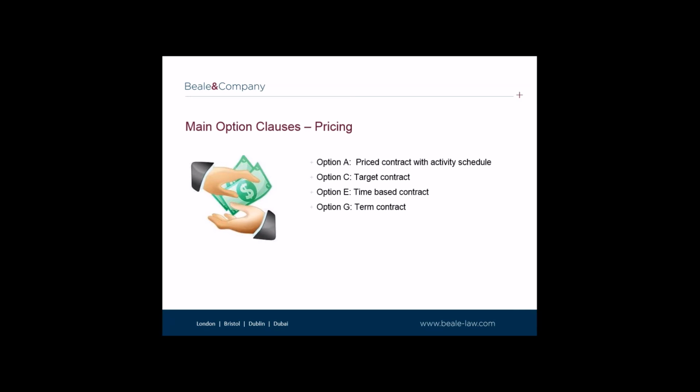The drafting of main option C then goes on to provide a number of additional clauses which impose obligations on the consultant in relation to such things as record keeping, and also deals with matters relating to the programme and compensation events.